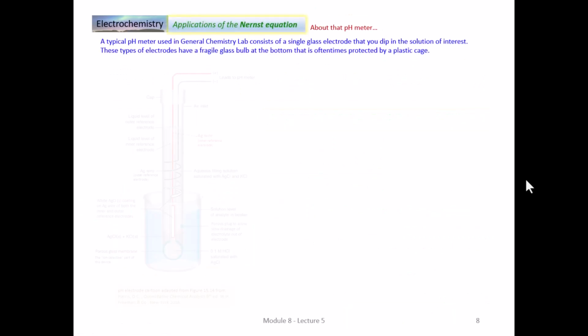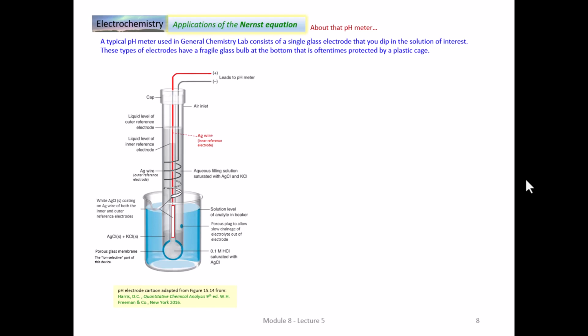Now about that pH meter. A typical pH meter used in a general chemistry lab consists of a single glass electrode that you dip in the solution of interest. Now these types of electrodes have a fragile glass bulb at the bottom. As you can see in this diagram, there's a glass bulb here. It turns out that the glass thickness around this bulb is pretty thin, so oftentimes that bulb will be protected by a plastic cage, and your lab TA or your lab instructor will admonish you to be very careful with this electrode because it's very fragile.